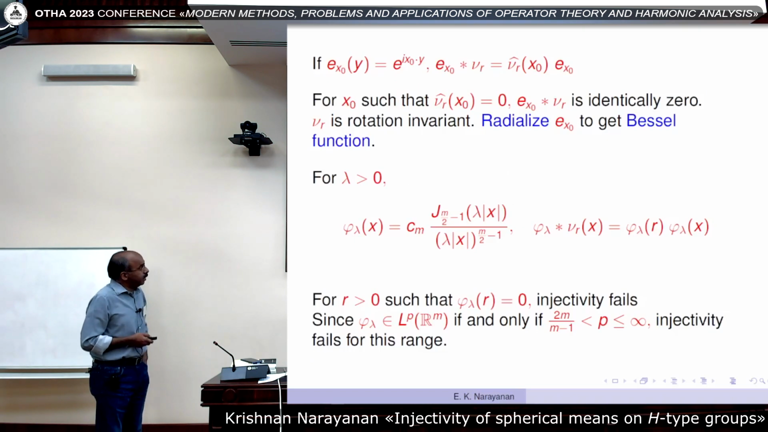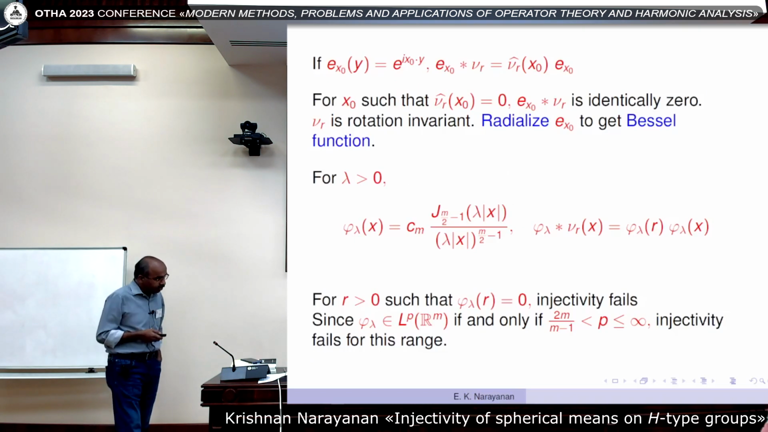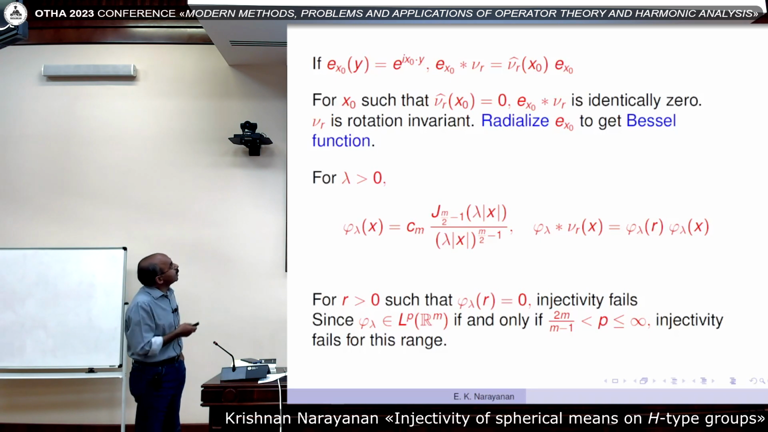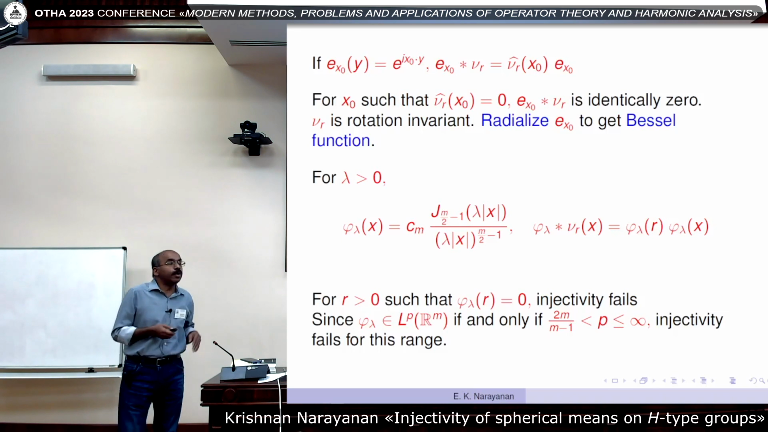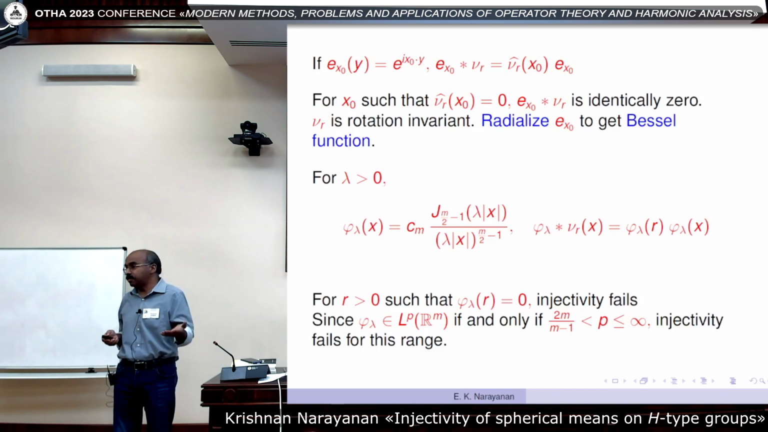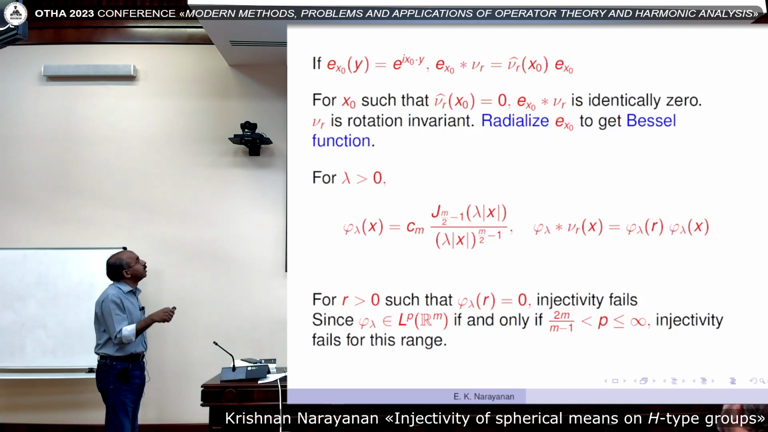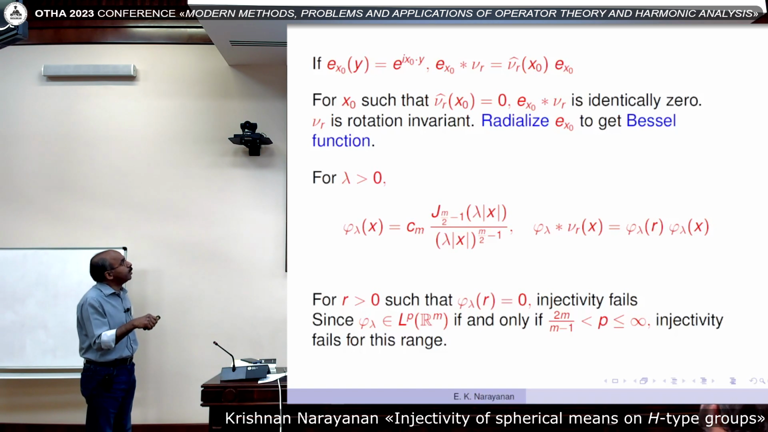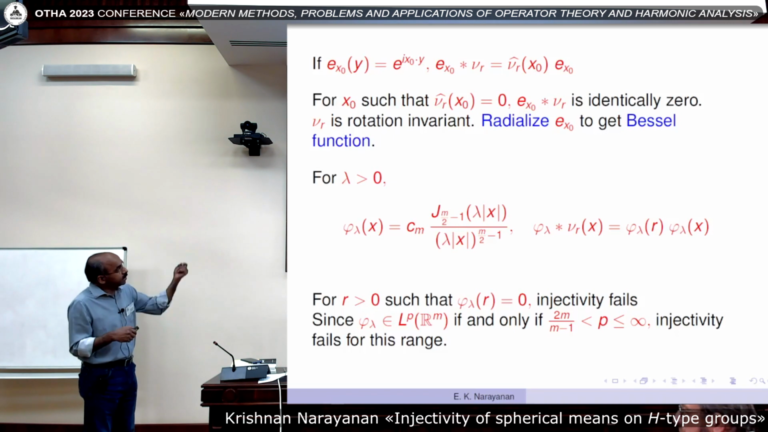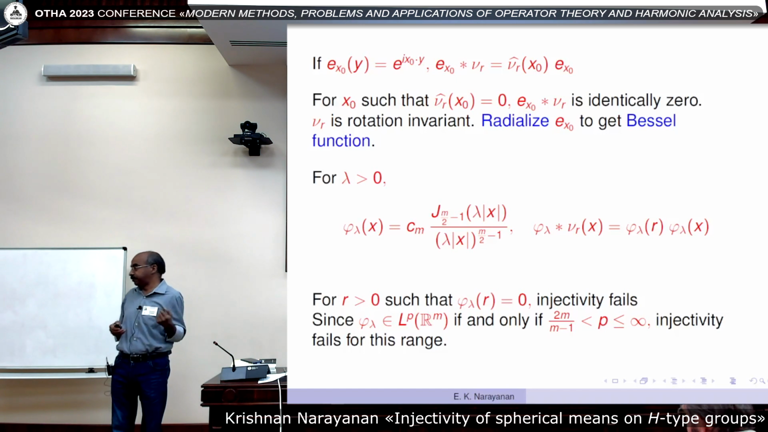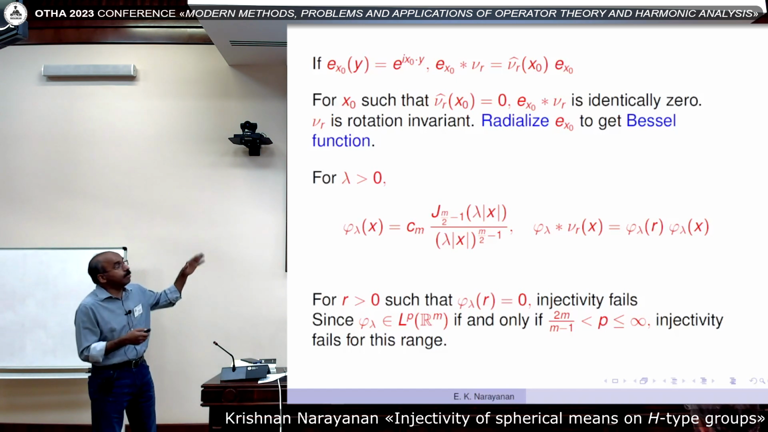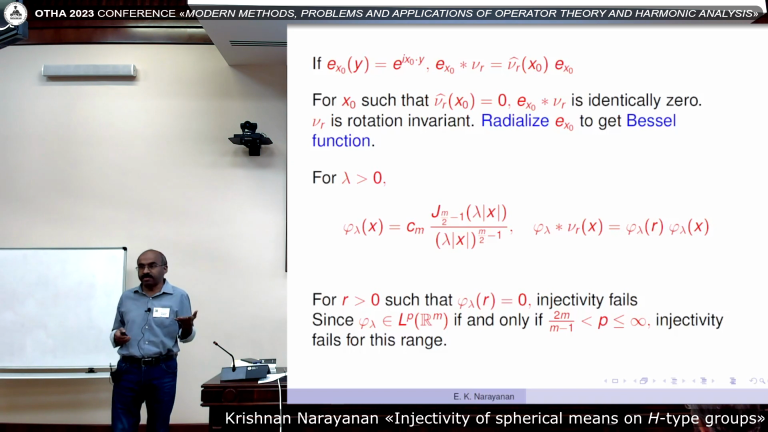Okay. Well, let's look at some counterexamples to start with. Look at the exponential function e^{i x_0 · y}. We are on R^m, and when you convolve the exponential with a measure, you get the Fourier transform of the measure times the exponential. So you will get this value nu_r hat at x_0 equal to 0 if x_0 is a zero of the Fourier transform of the measure, right. And the Fourier transform of the measure is explicitly calculated to be a Bessel function.